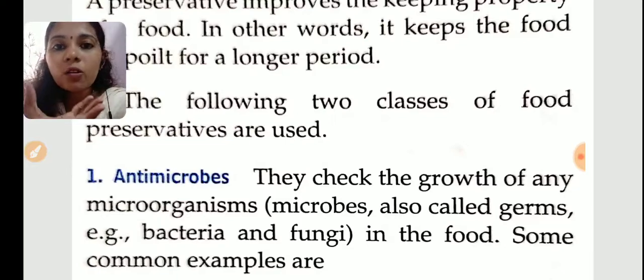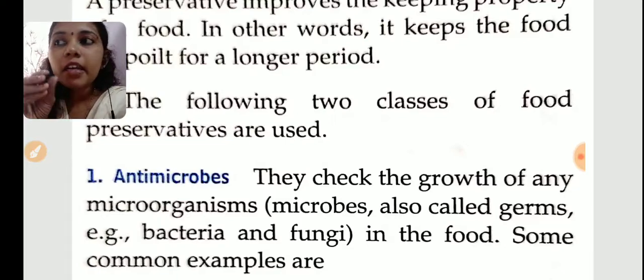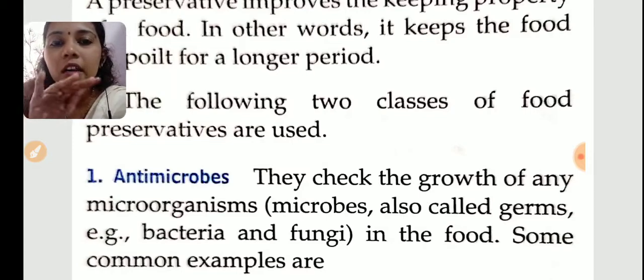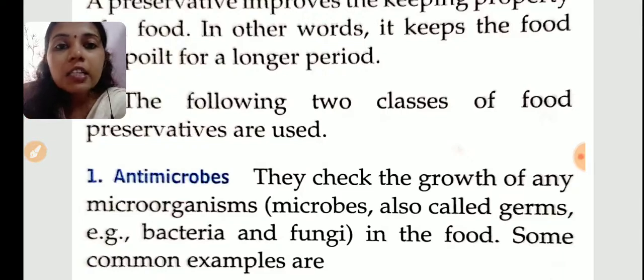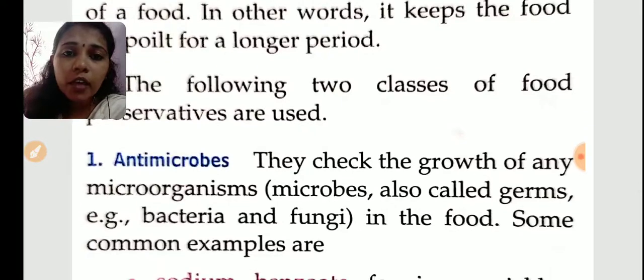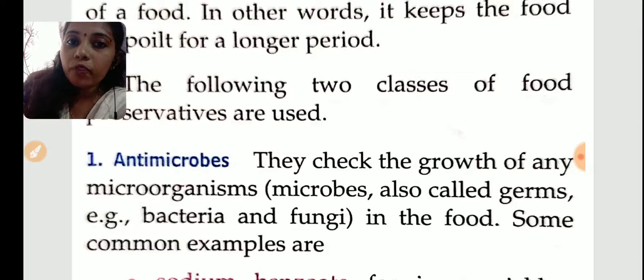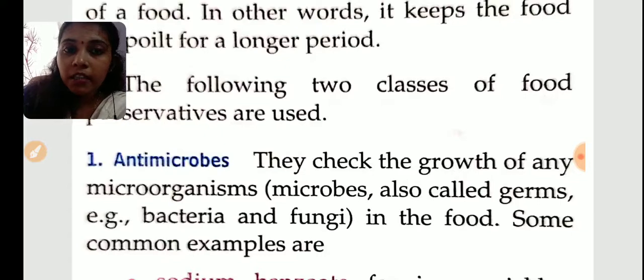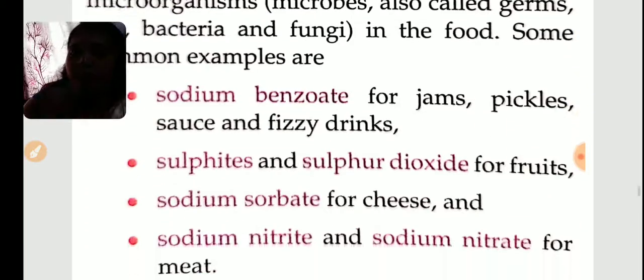We know that in bread, if we are not using it for more than 1 or 2 weeks, we can see a small green colored fungus growing on it, right? That is microorganisms. But if we are using biscuits, chips, snack items like that, they will not get damaged for more than 1 or 2 months. Why? Because in that type of food items, some chemicals are added that are known as antimicrobes. These are substances used to prevent the growth of microorganisms like bacteria, fungus, etc. Some examples are given here.